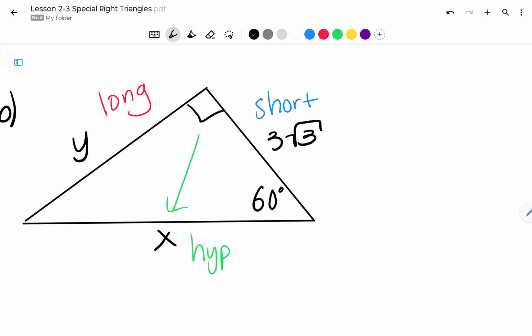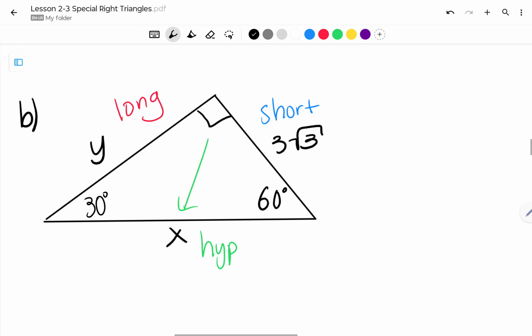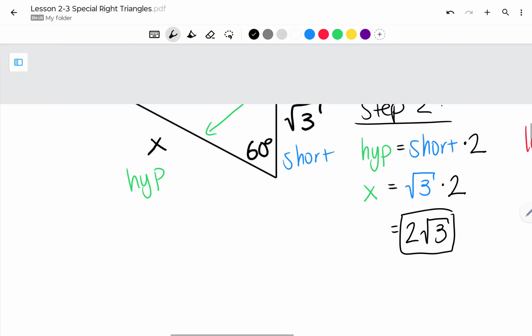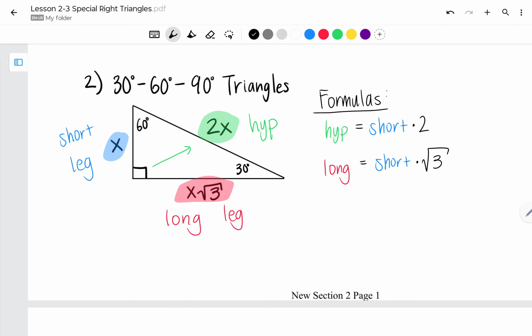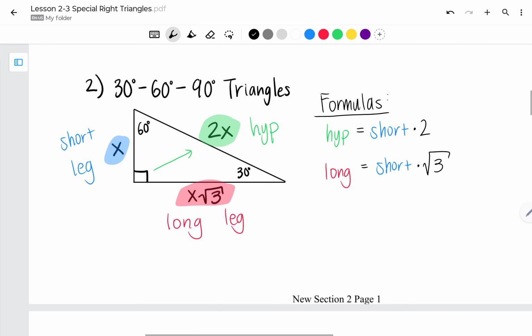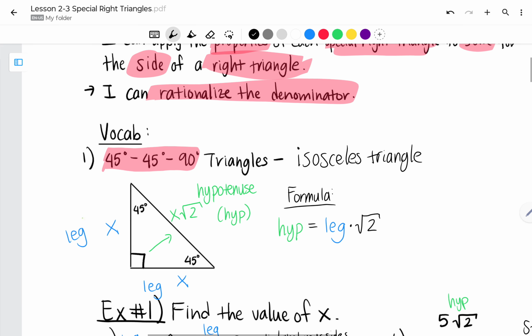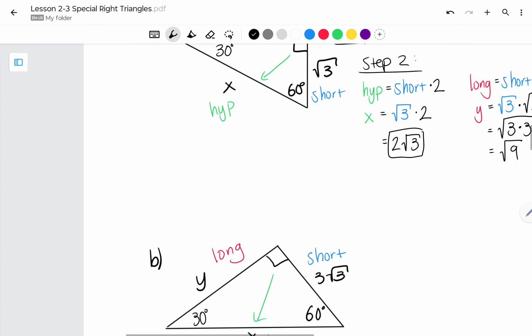Right? Again, 60, 90, this angle has to be 30 degrees. Step 1, label my sides. By now, you should be a pro at this. Labeling your sides. What is what? We're still doing 30, 60, 90, right? So we're using this special right triangle, this one. If it was 45, 45, 90, you're using this one, okay? But you need to know the difference between the two.